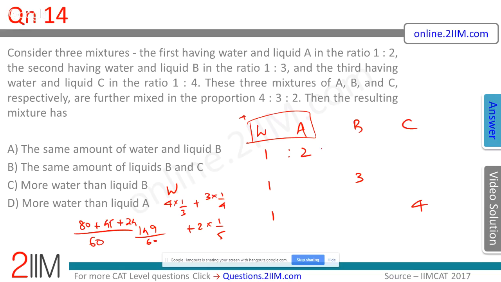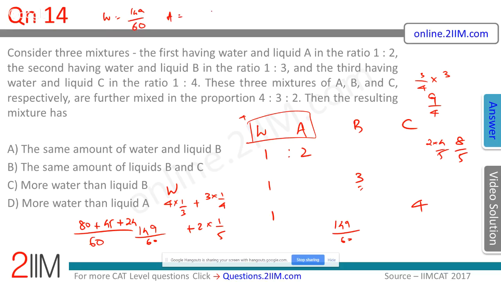Amount of liquid B, and then liquid C. Let's find out how much liquid B is going to be there. Liquid B would be 3/4 of 3 units. This is 9 by 4. The amount of liquid C would be 2 units of 4 by 5. This is 8 by 5. And so, more water than liquid B. Water is 149 by 60.